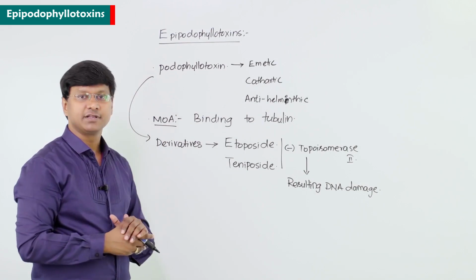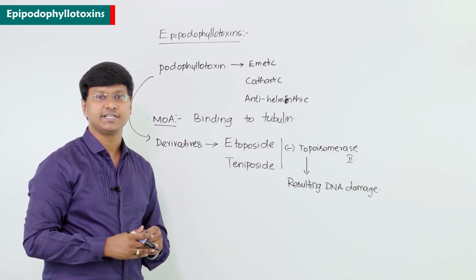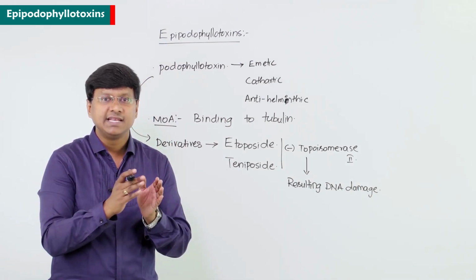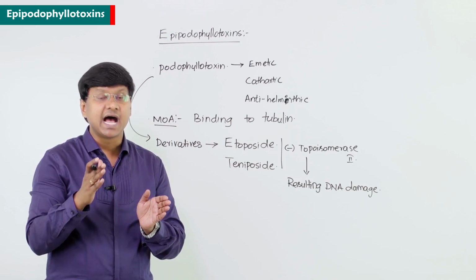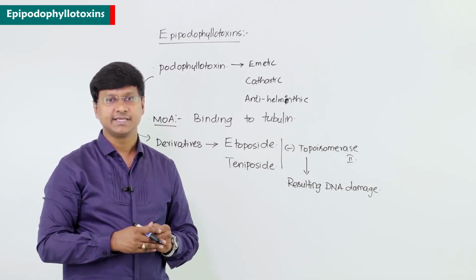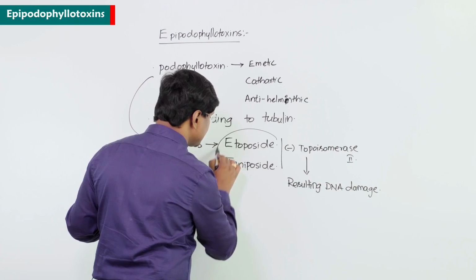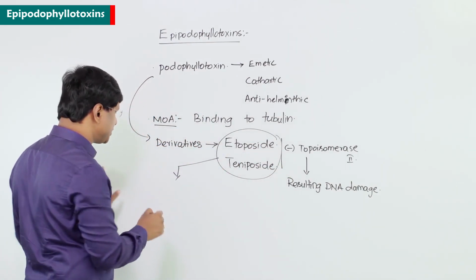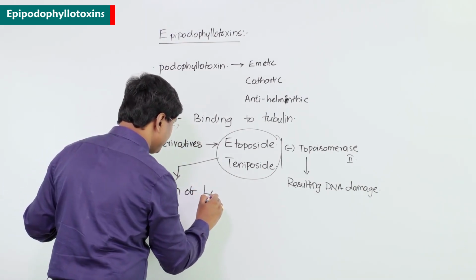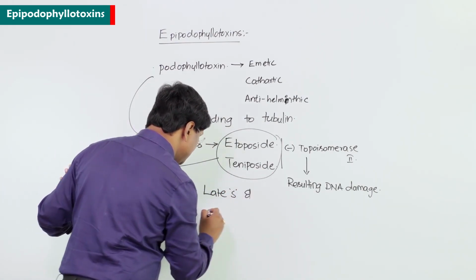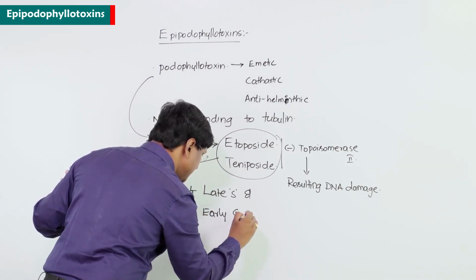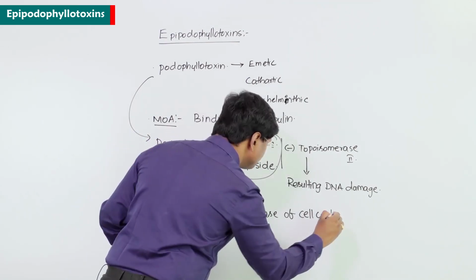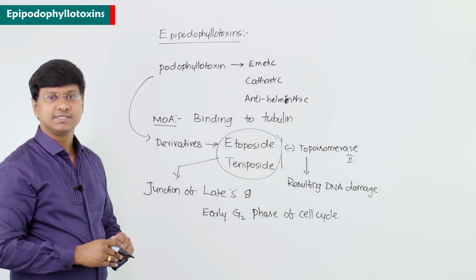Now these drugs, etoposide as well as teniposide, act at the junction of the late S phase and early G2 phase of the cell cycle. So where do they act? These drugs act at the junction of late S phase as well as the early G2 phase of the cell cycle.